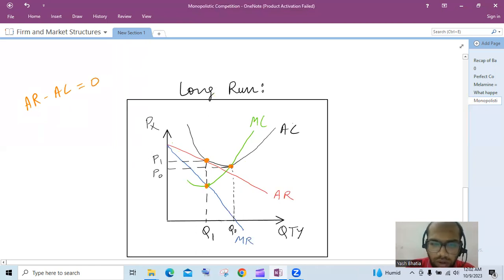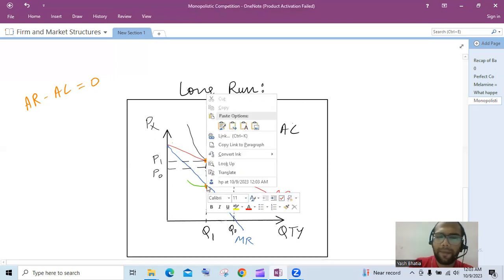But MC is cutting the AC curve here, at Q0, which means that at this point the cost is minimum. You're not operating at full efficiency, right? That is why this is one of the main differences between monopolistic and perfect competition. In perfect competition, there is efficient utilization of resources, but in monopolistic competition, there is no perfect utilization of resources, and the firms operate at a quantity lesser than Q0, which is the point of maximum utilization of resources. The firms operate at point Q1 where their profits are maximized.